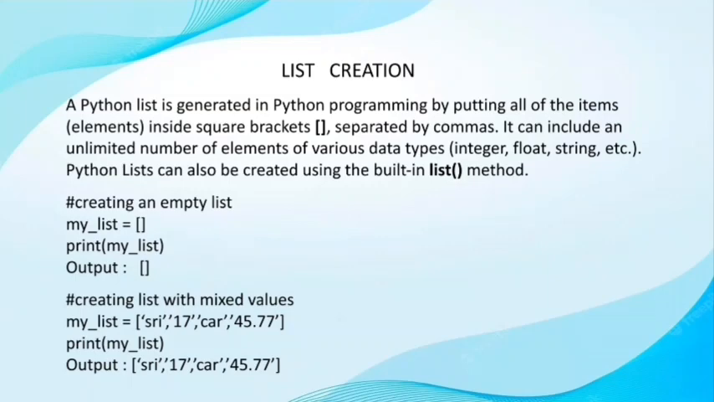We can also create a list with mixed values. Let our list name be my list. In this we have different data types like integer, float and string. We can print my list and the output will give a list of different data types.